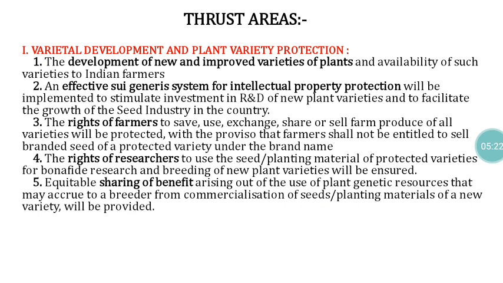Here major emphasis was given to the development of a new variety, and side by side the protection of that variety through a better system like PVP. The first thing is the development of new and improved varieties, which will be made available for cultivation to Indian farmers. Side by side, effective systems will be developed for intellectual property protection. Whatever variety is developed will be protected through PVFRA kind of systems.